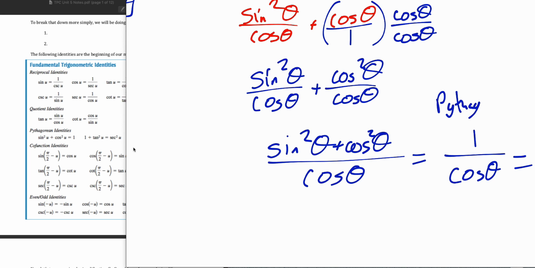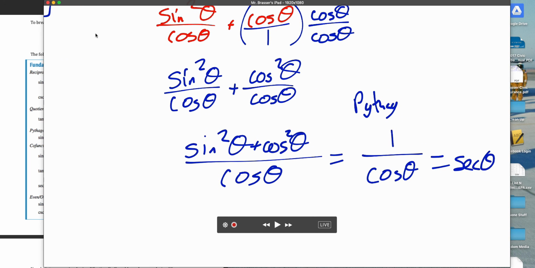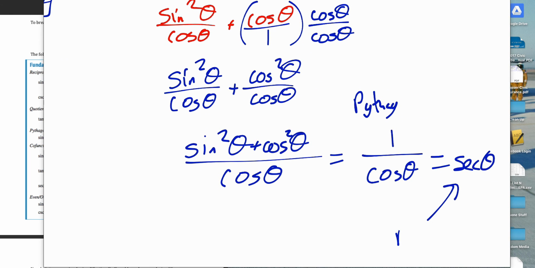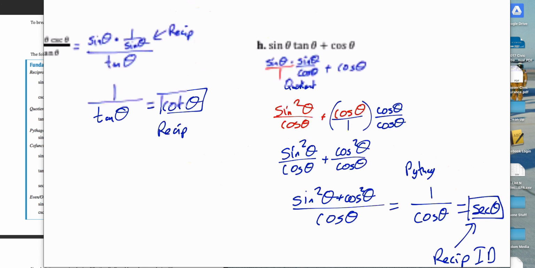I just realized I'm off screen again. But let me shift that over. That's secant of theta, and that's just a reciprocal identity. So that original statement of sine times tangent plus cosine simplifies all the way down to just secant.